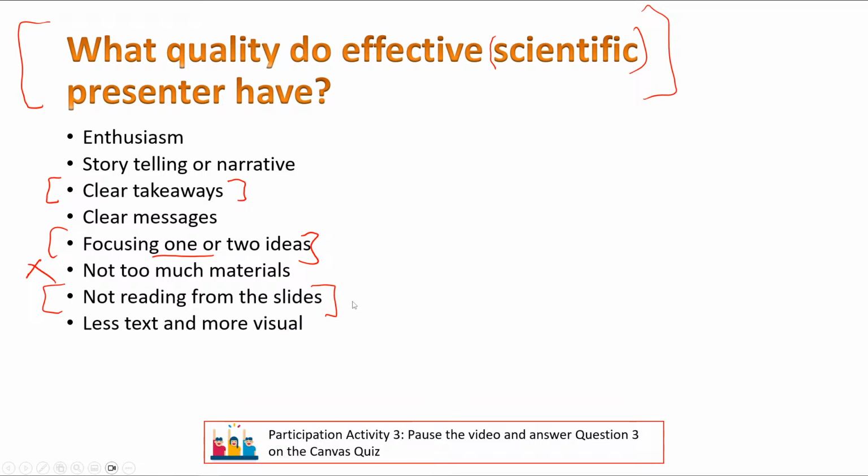Yes, less text and more visual. That is another universal quality of an effective presenter: less text, more visual. I will show you how to do this.